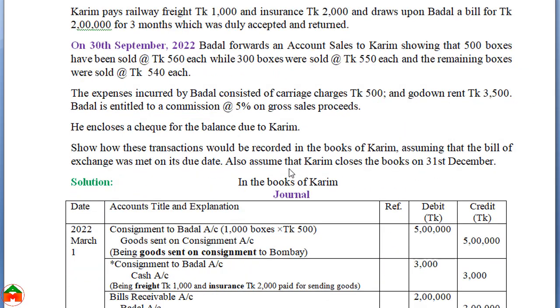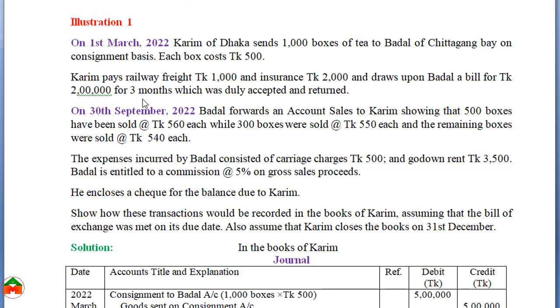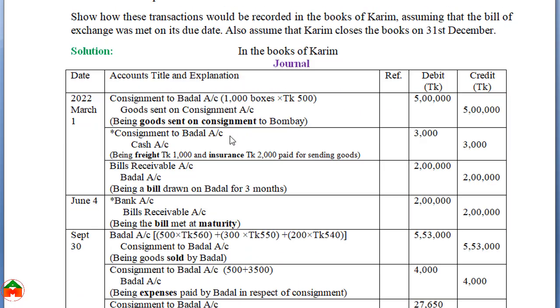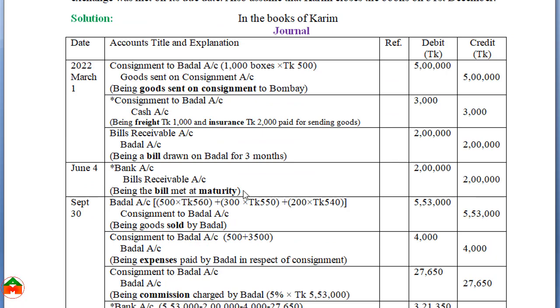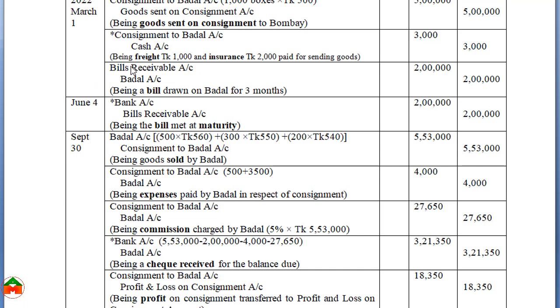But at the end of the information, we can see the bill is received in cash. We can see that the bill was prepared for 3 months. The bill was prepared on 1st March. That means the bill will be received in June. Since there is an indication of receiving the bill in cash, the journal would be bank or cash. Bank debit, and at the time of receiving the bill we showed it as bills receivable, but after receiving, we will show it on the credit side, bills receivable credit 2 lakh.